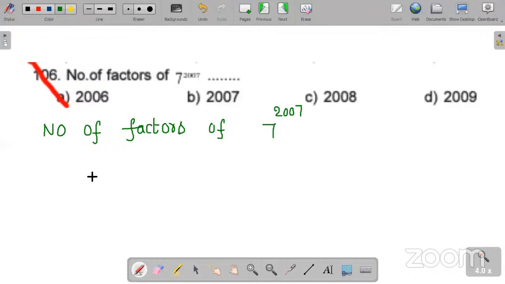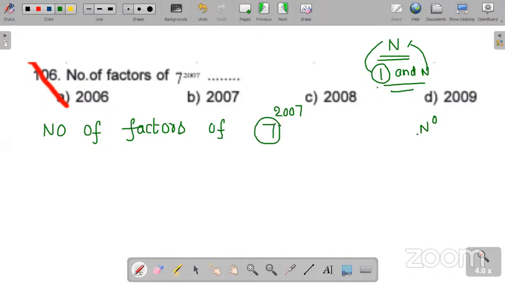So my dear students, factors of any number: for example, n is a number. Then 1 and n are also its factors. 1 divides n, and n also divides n. 1 and the number itself are the factors. So 1 you can write as n power 0. But instead of n we have 7.